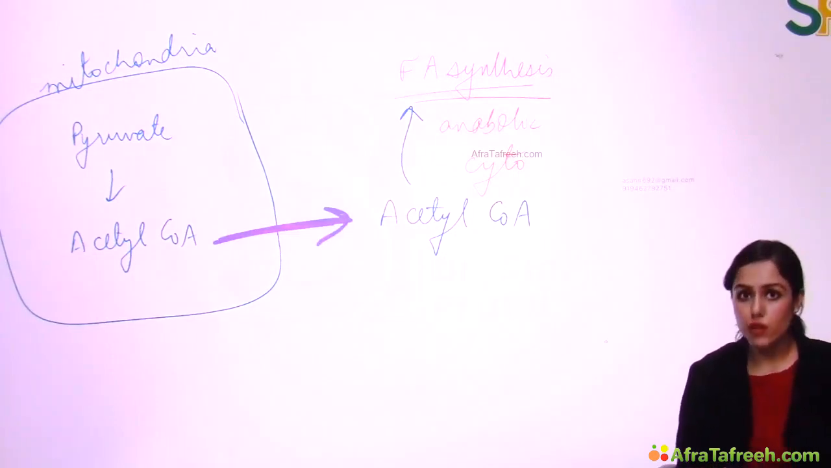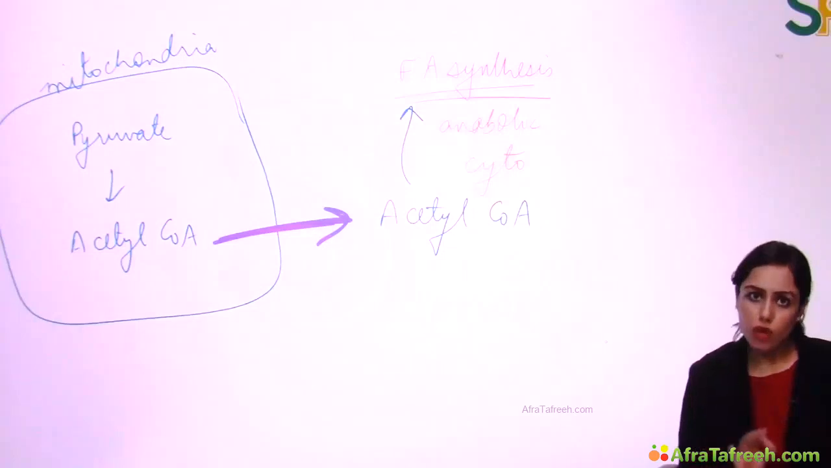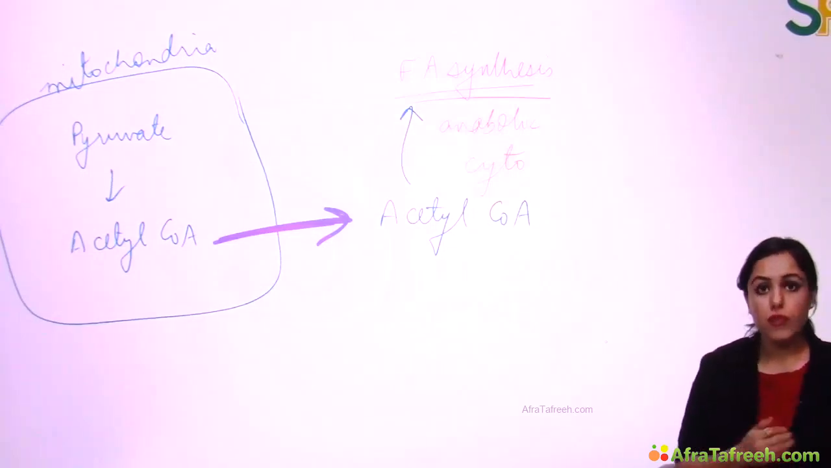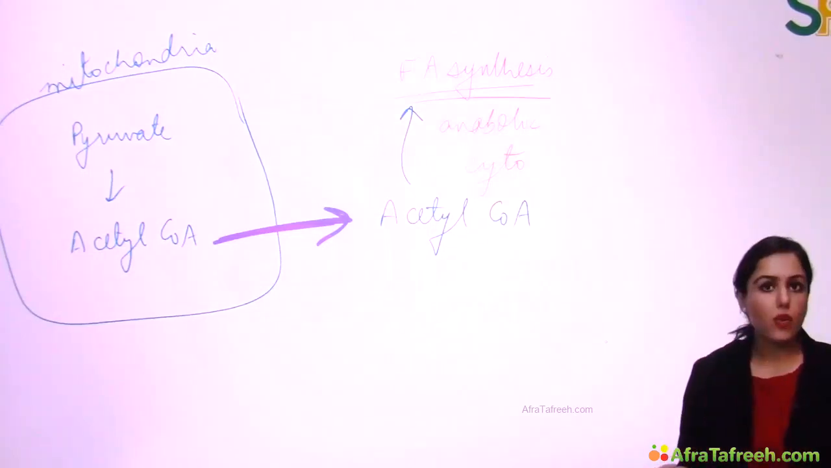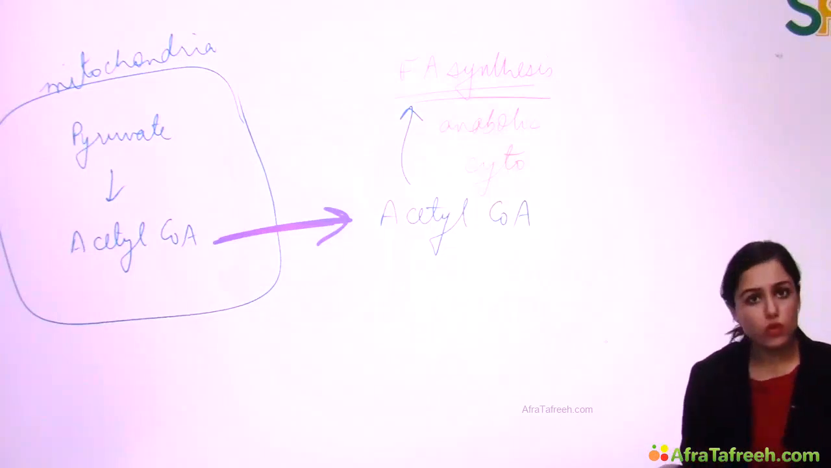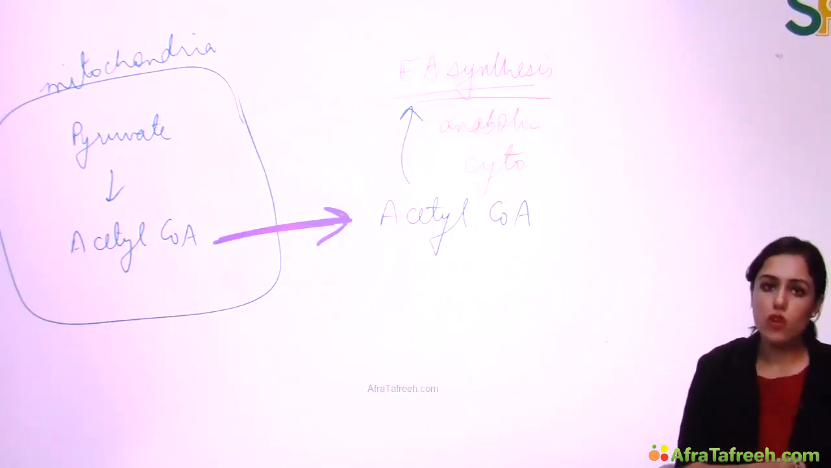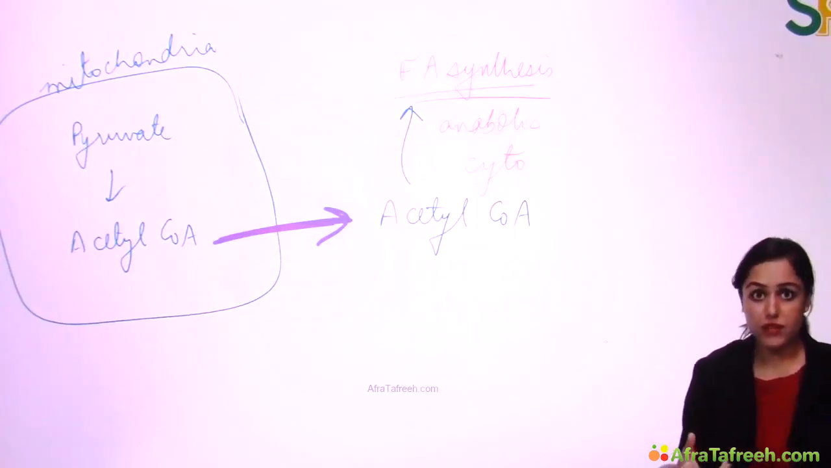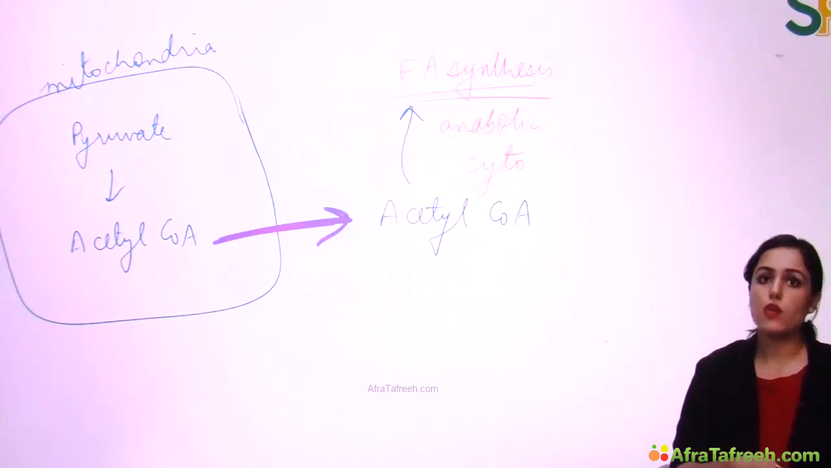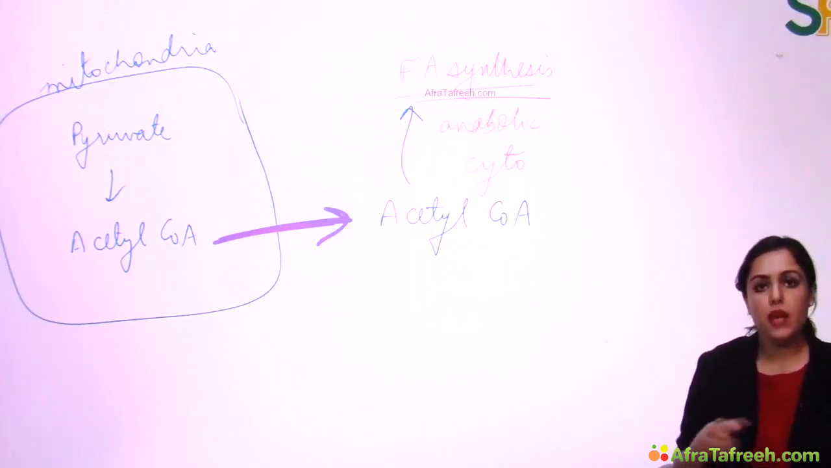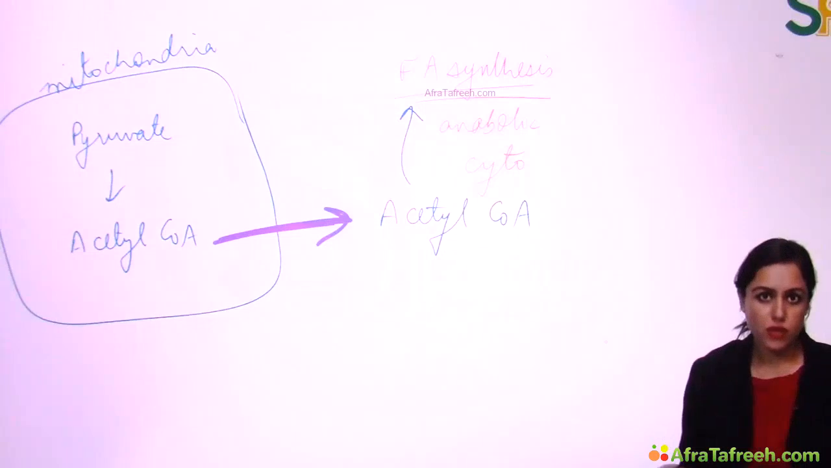So this is a way of control, that if body wants fatty acid synthesis to occur, then body will allow acetyl-CoA to go from mitochondria into the cytoplasm. And if body does not want this fatty acid synthesis, then this acetyl-CoA is not allowed to go from mitochondria into the cytoplasm. Similarly, one more example we can take.